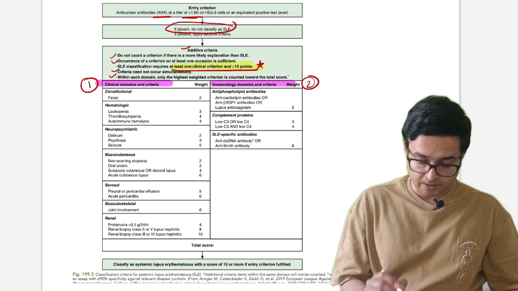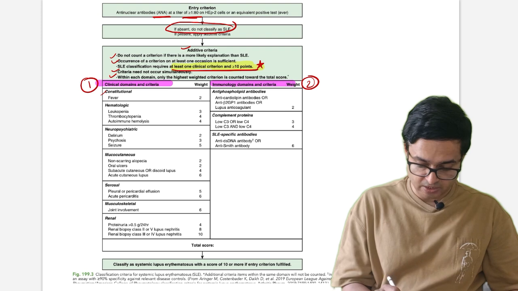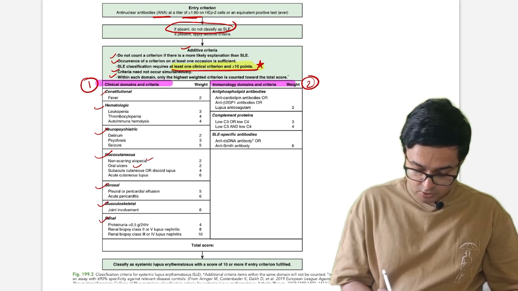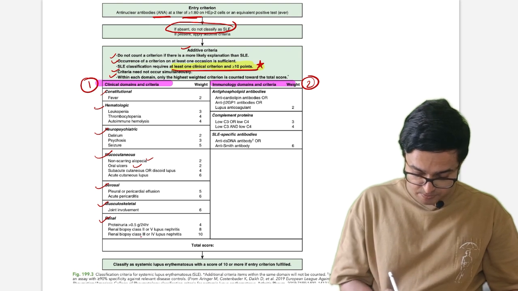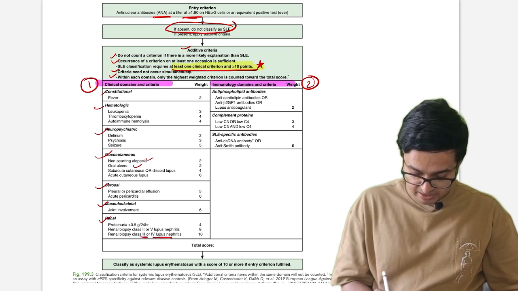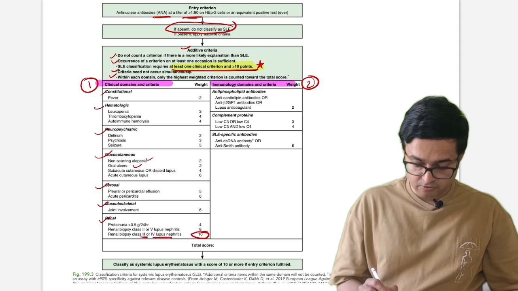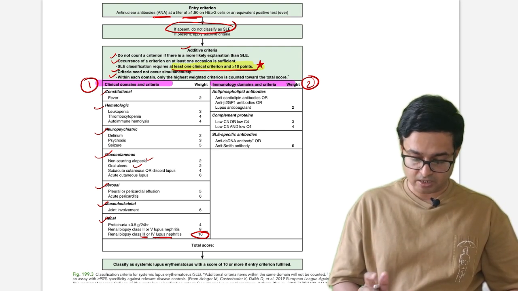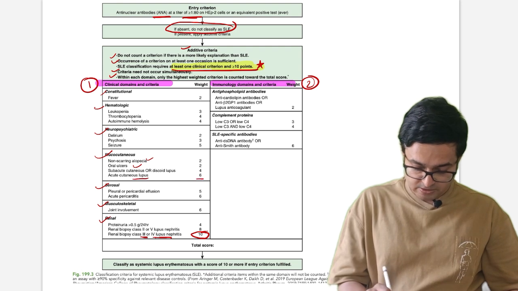We'll discuss them. The clinical criteria include constitutional, fever; hematological, leukopenia, thrombocytopenia, autoimmune hemolysis; neuropsychiatric; mucocutaneous, like non-scarring alopecia, oral ulcer; serosal; musculoskeletal; renal. We discussed these also. So just see, renal biopsy class 3 or 4 lupus nephritis is 10. So if we find this, we are good to go. We can diagnose SLE straight away. Like, acute cutaneous lupus is 6.